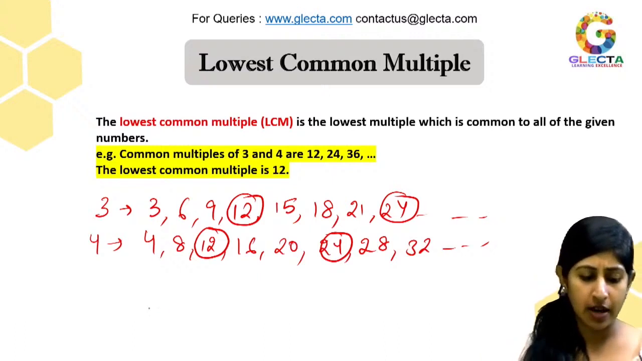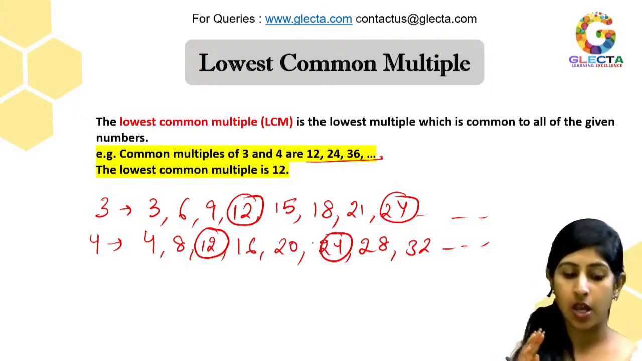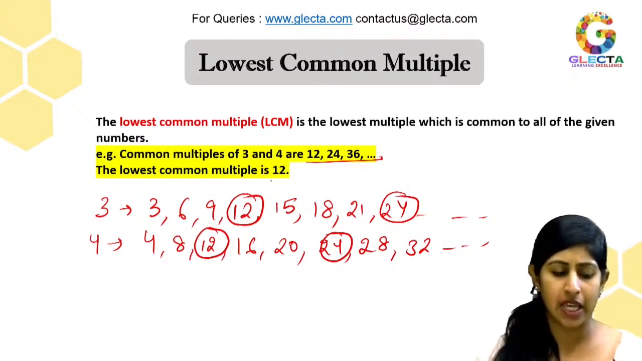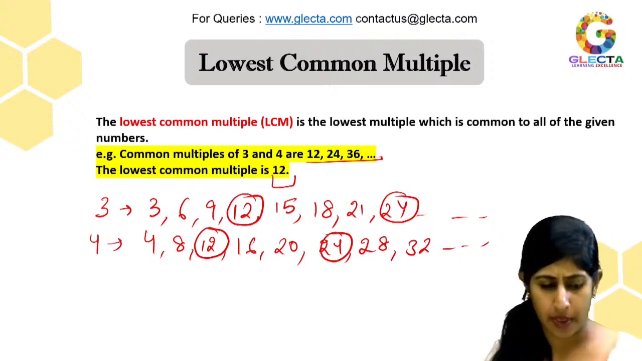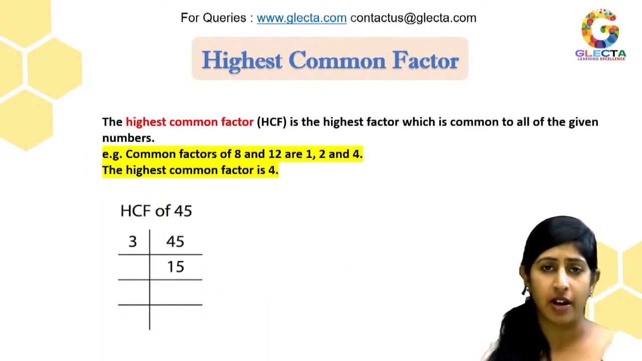Now which of these is the least? These are the multiples, that is 12, 24 and 36, and the least number is 12. So easily I got my lowest common multiple is 12, right? Quite an easy concept. What about the highest common factor?